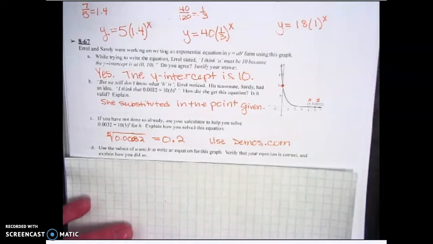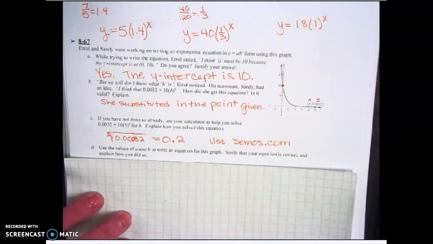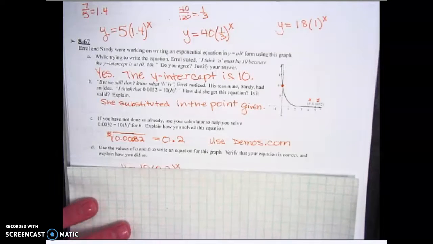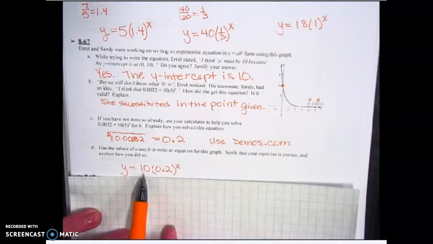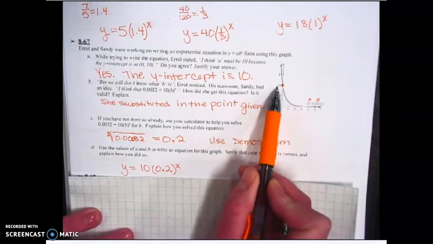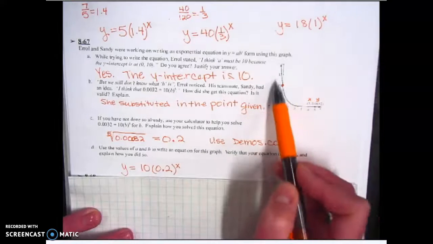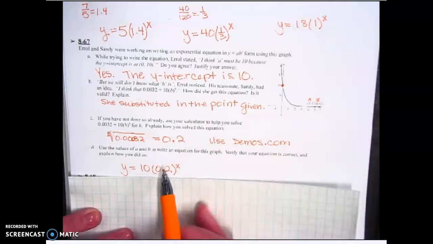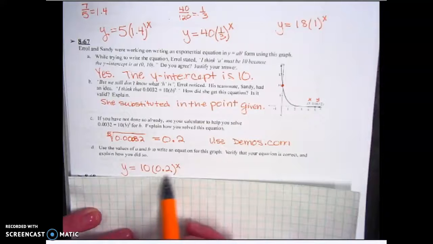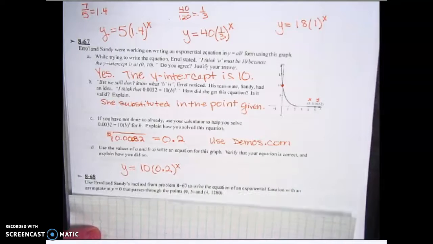All right, part D says, use the values of A and B to write an equation for this graph. Verify that your equation is correct and explain how you did so. Okay, this one crosses the y-axis at 10. This one has a growth factor of 0.2, meaning it's going to decay really quickly because this number is less than 1.